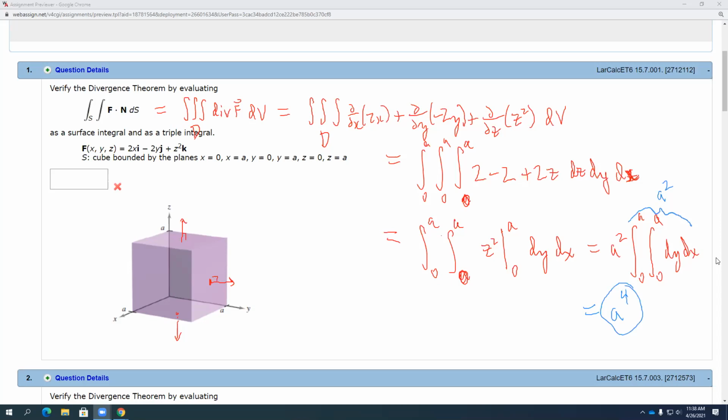You see how easy that was? It's a lot easier than having to parameterize 6 separate surfaces and do surface integrals for all of those, yes? Not only that, you would also have to think about what's my outward oriented normal vector on every single one of those surfaces. Those wouldn't be too hard to figure out just by thinking about it. You could actually come up with it fairly easily.